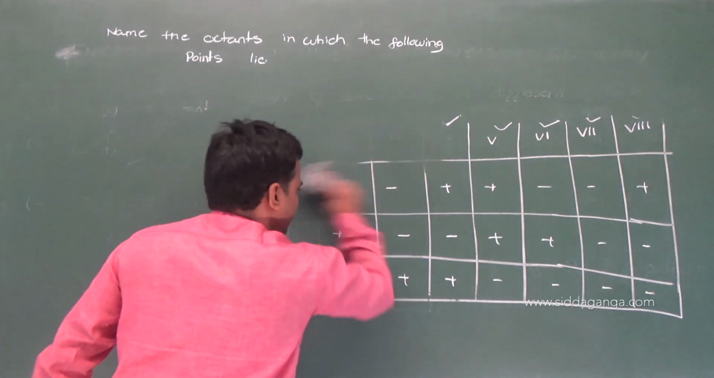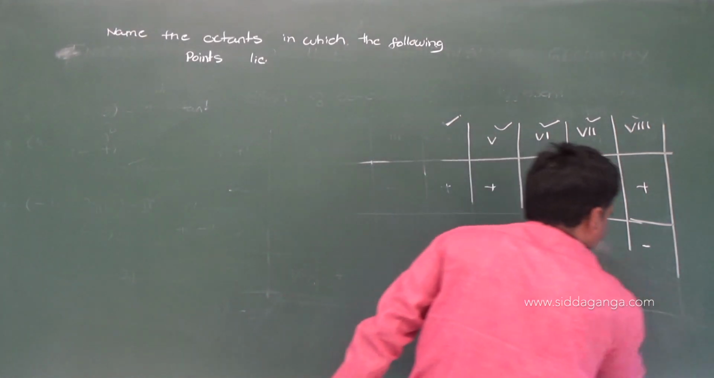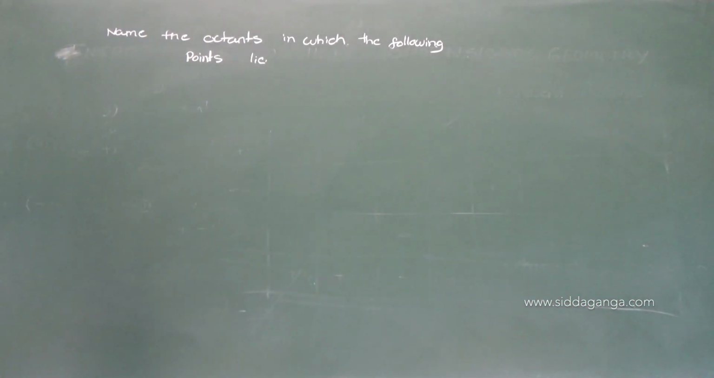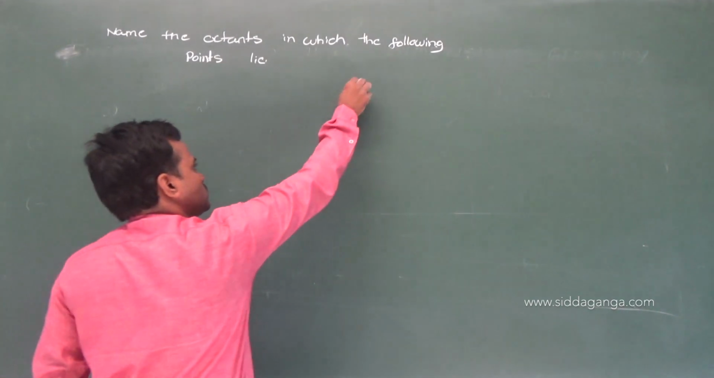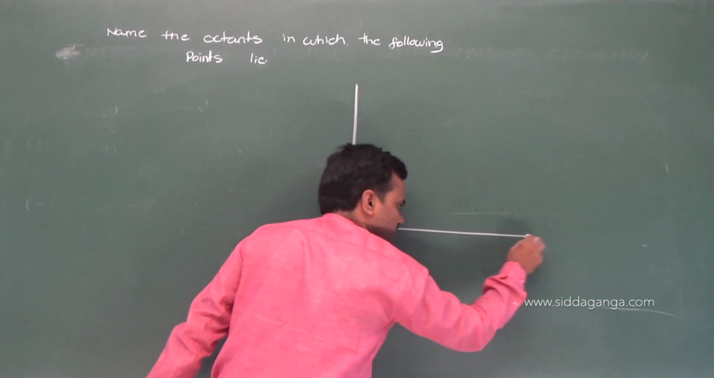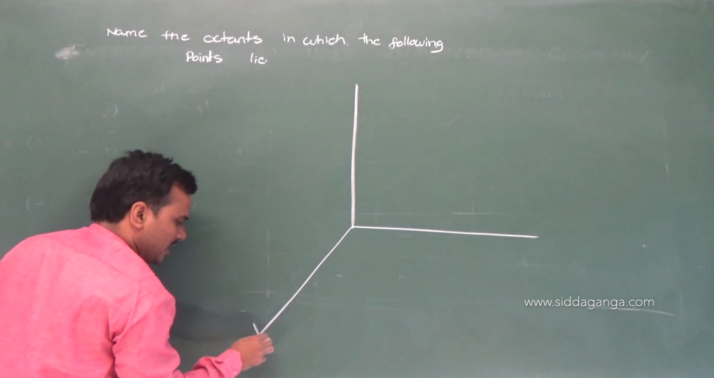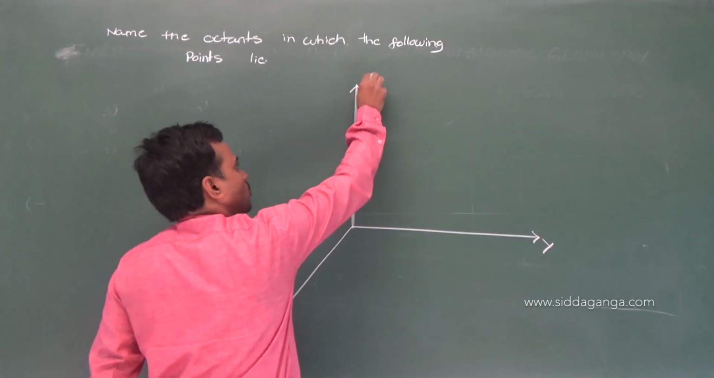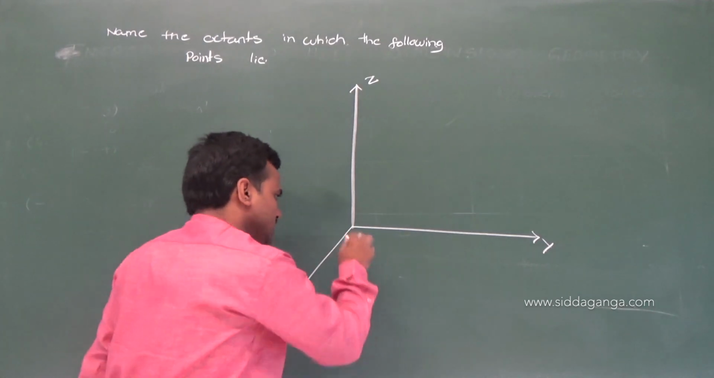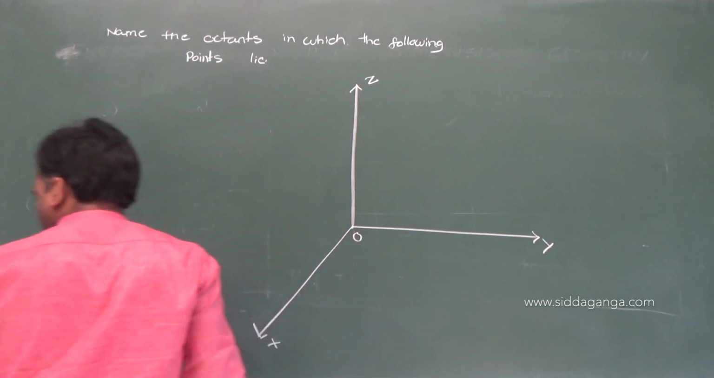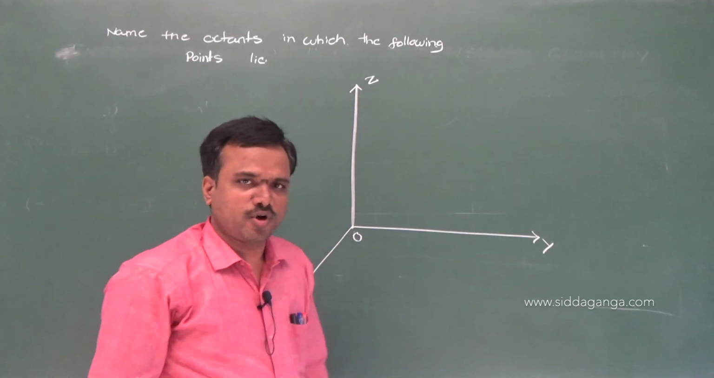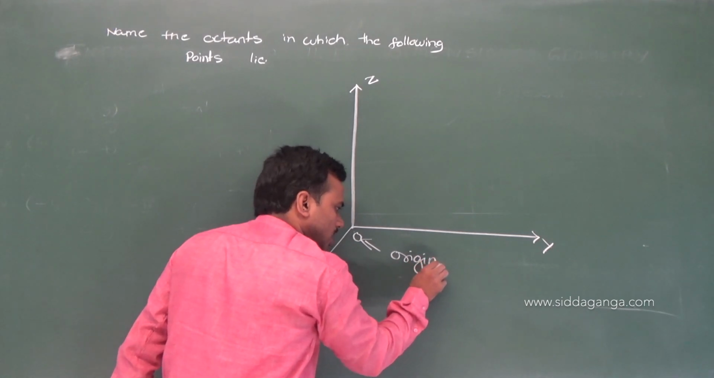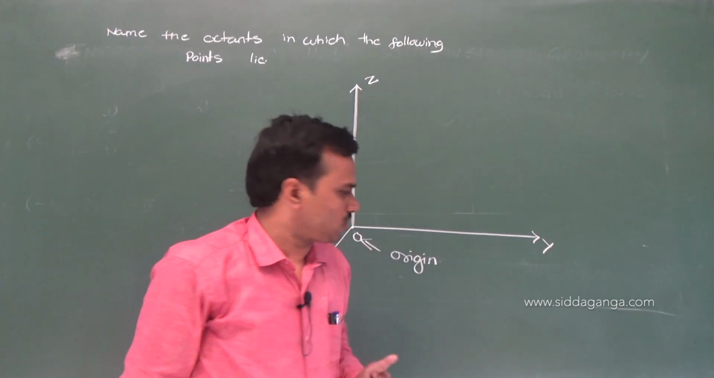After knowing the sign of coordinates in different octants, we will see another very important concept. So you already know two-dimensional geometry. So I draw a space. The space contains three axes, x-axis, y-axis and z-axis. They intersect at the point O. Then the point O is called the origin. Correct?